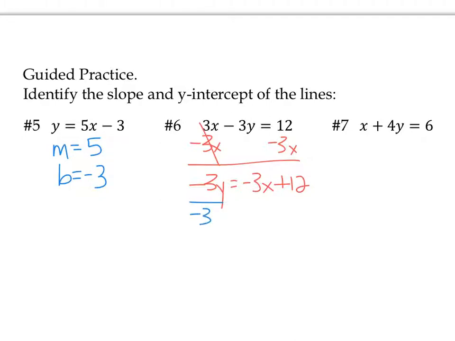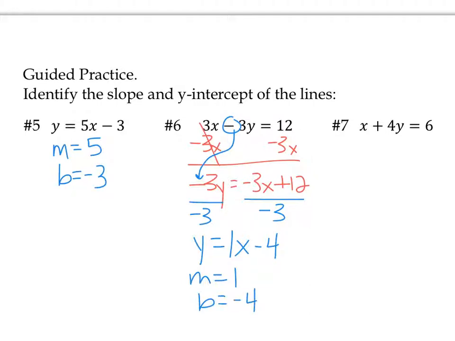Divide by negative 3. Don't forget to bring this negative sign down here. Divide everything on the right side by negative 3, also important. We're going to get y equals negative 3 over negative 3 is a positive 1x. 12 over negative 3 is negative 4. So our slope is 1, our y-intercept is negative 4.